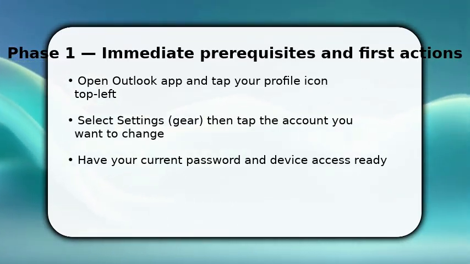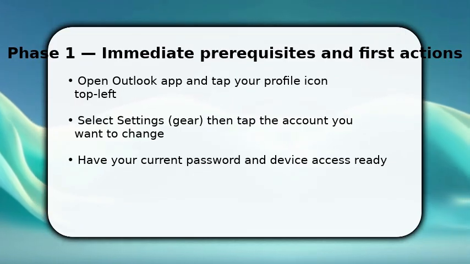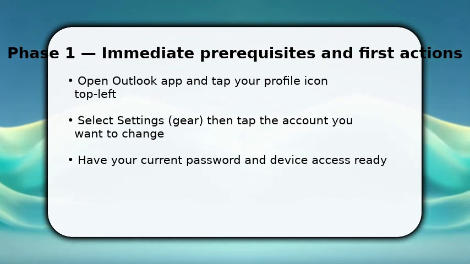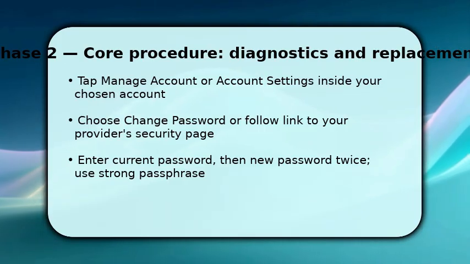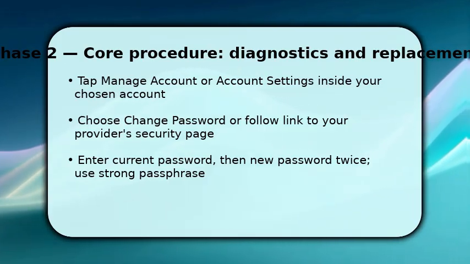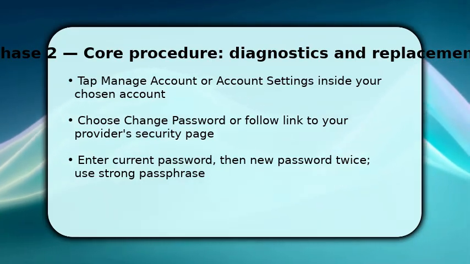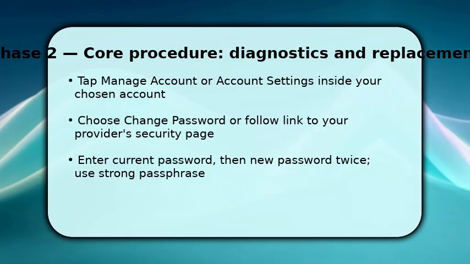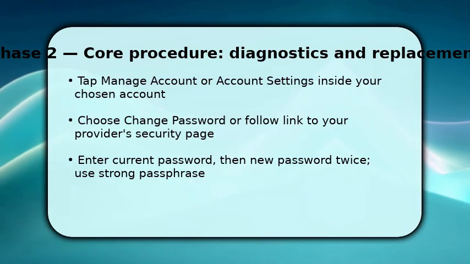Once done, prepare any verification methods: email, SMS, or authenticator, because some accounts require a second factor before you can proceed to update credentials. Next, go to Manage Account or Account Settings for that email entry. This directs you to the password change option or to the provider's security page. You'll be asked to enter the current password so the service confirms your identity, then type the new password twice to avoid typos. Use a strong passphrase, longer, mixed characters, to reduce risk.